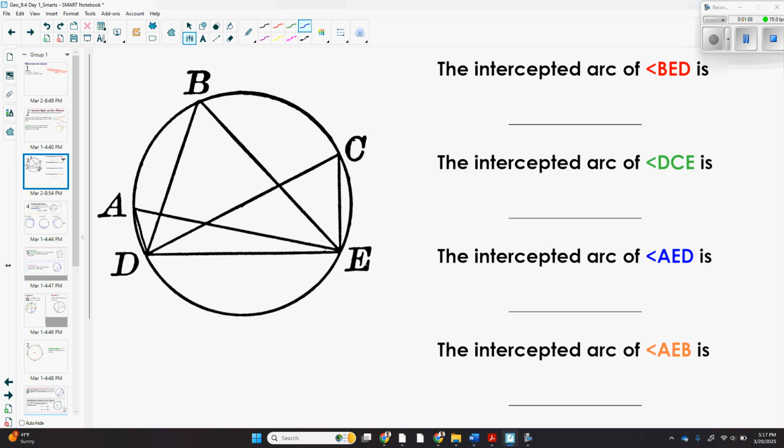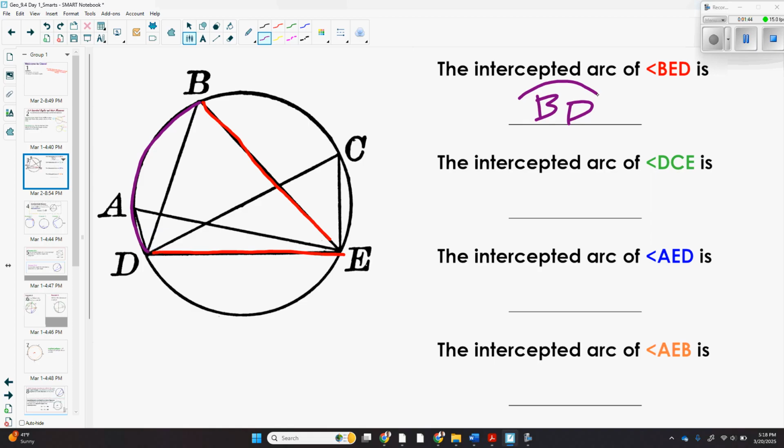It says, the intercepted arc of BED is what? If I follow this around, BED goes down this line to E, and then over here to D, just like this. If you think about the intercepted arc of that, what is the arc in the middle? Let me switch colors. That's going to be arc BD. Remember, arcs get a little arc above them, and we can use that information to help us find that answer.